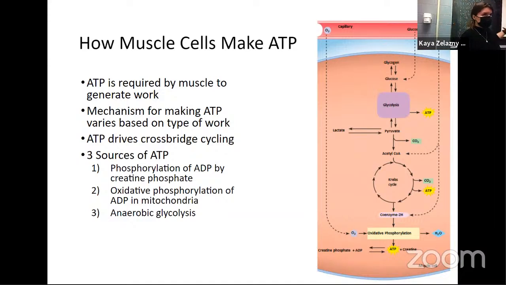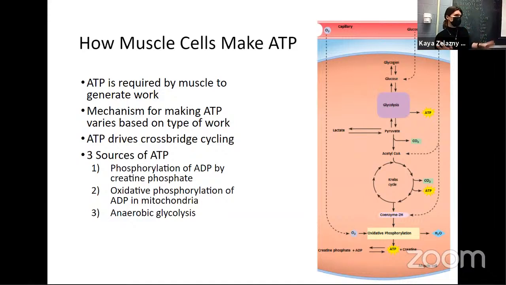So the ATP generation, like how we make the ATP, is going to vary based on what kind of exercise we're doing, how long we've been doing it for, and what kind of fiber type we're talking about. So like specifically what named muscle we're in, and specifically which motor unit in that named muscle we're talking about.